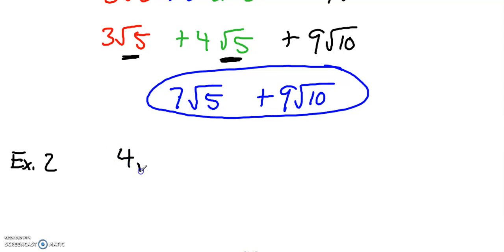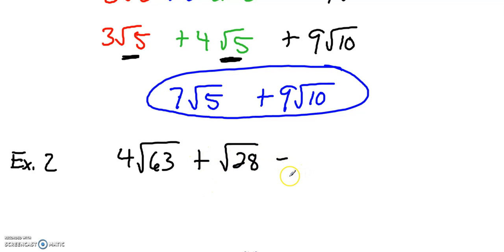Well, let's give you another one of those. Let's do 4 square root of 63 plus square root of 28, and then minus 7 square root of 7.